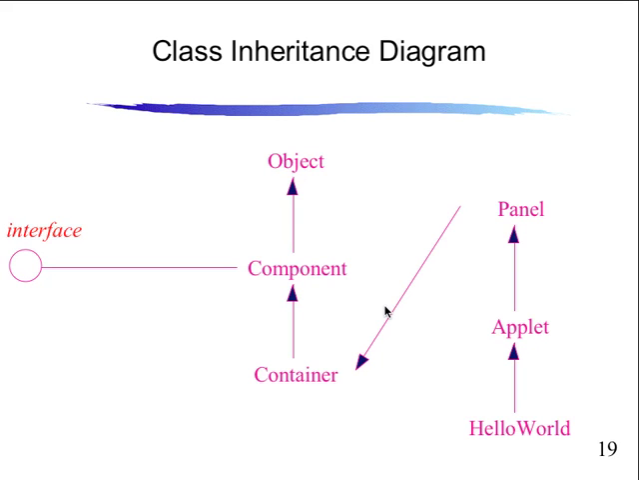Here's a class inheritance diagram where we have an interface, and this might look familiar, and maybe not, it doesn't have to. But these are all of the inheritance. Everything in Java comes from object, and then we have component, container, panel, and then applet is part of panel. And hello world is part of applet if we were to make it an applet. If not, we'd make it part of panel if we were going to do some GUI application development.